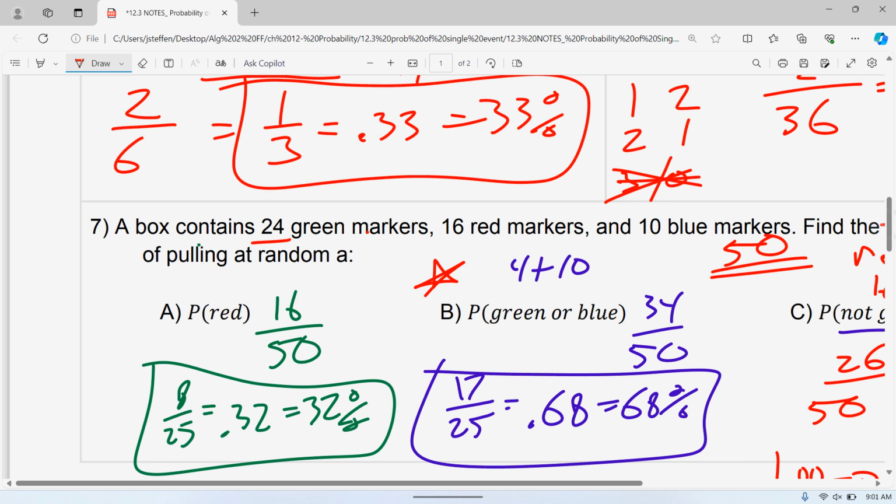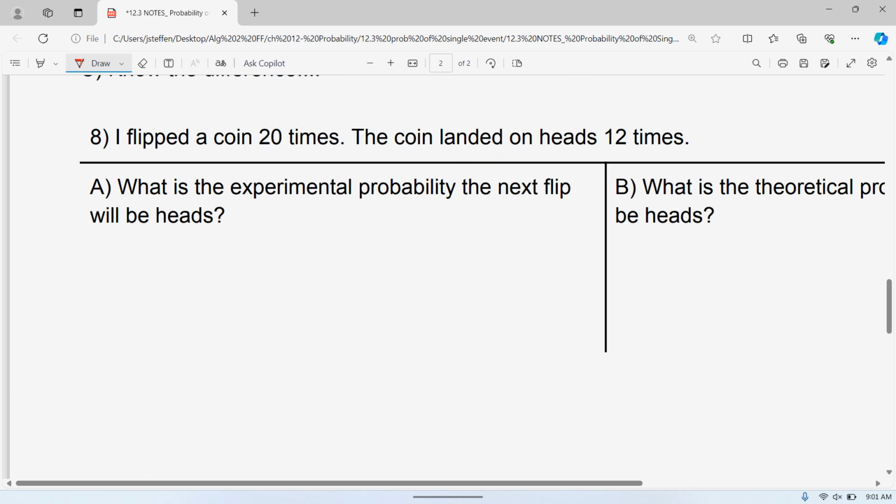The 1 or 2 you have to know are ones like number 8. This is one where I can actually make sure you know the difference between experimental and theoretical. So I give you this scenario. I flipped a coin 20 times. The coin landed on heads 12 times. What's the experimental probability? What's the theoretical probability?